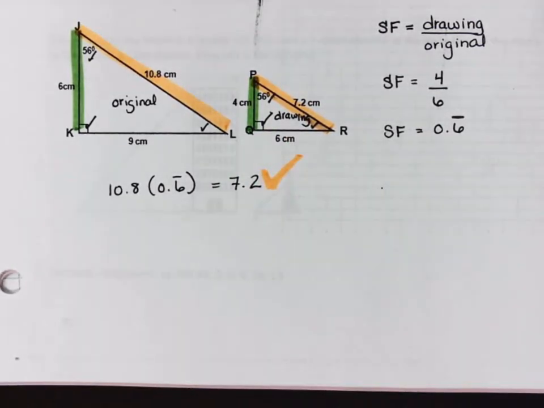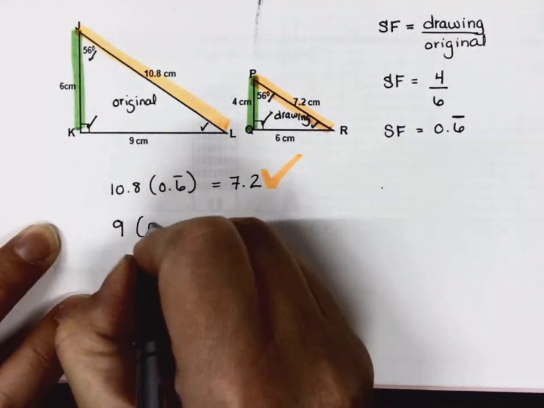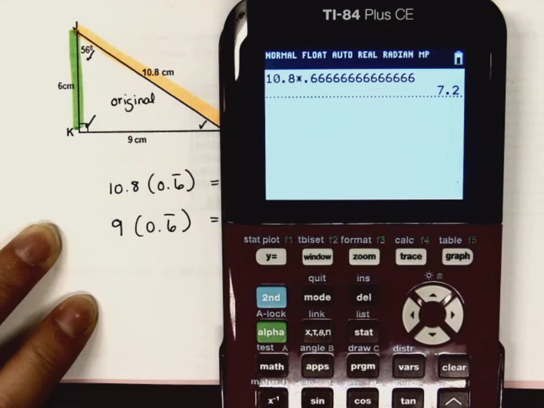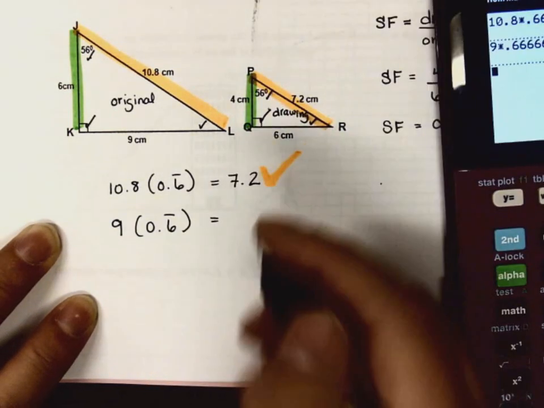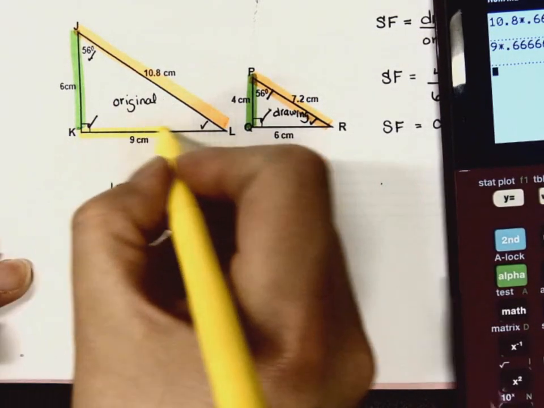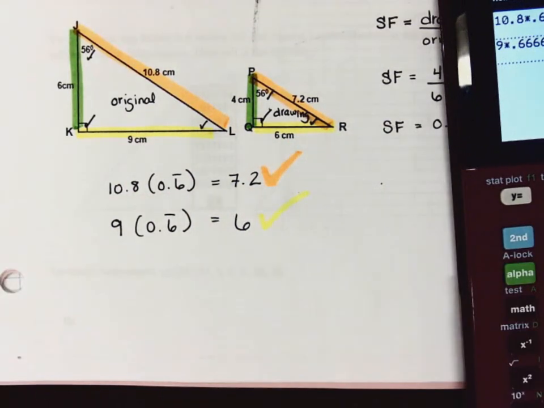So we have one more side to check. We're going to take 9 and we're going to times it by the scale factor. 9 times 0.666 repeating, and I get an answer of 6. So the 9 side matched this side, and that works out. So we can say that they all increase by the same scale factor, because we just checked that, and all the angles are the same.